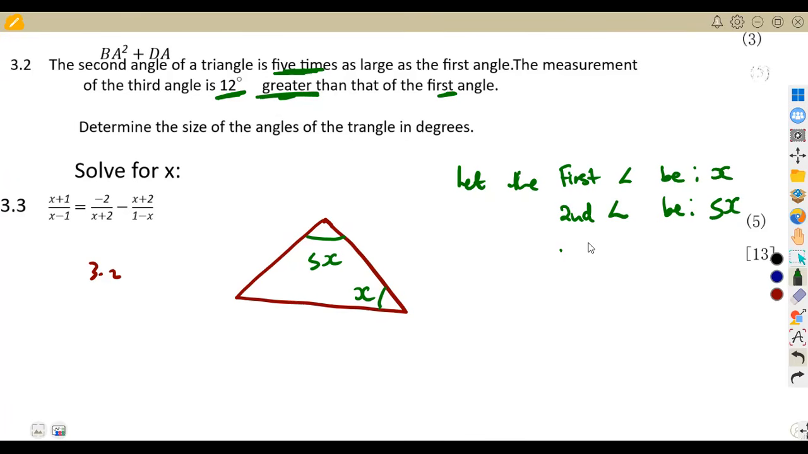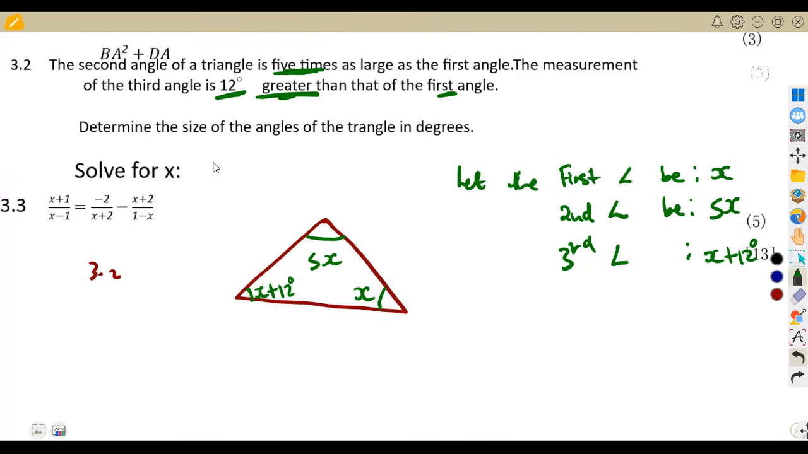And what is our first angle? Our first angle is x. So it's going to be x plus 12. That is 12 degrees greater, we add 12 to that x. So that will be our third angle, x plus what? x plus 12. So the question is, determine the size of the angles of the triangle in degrees.